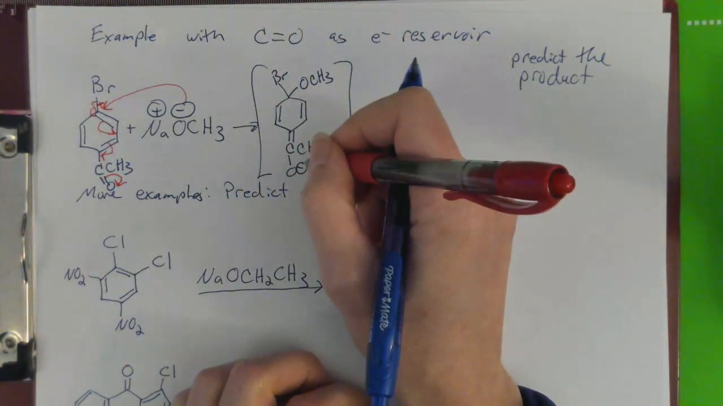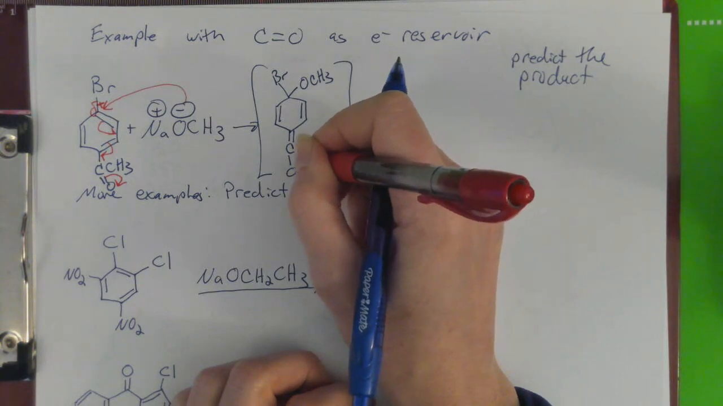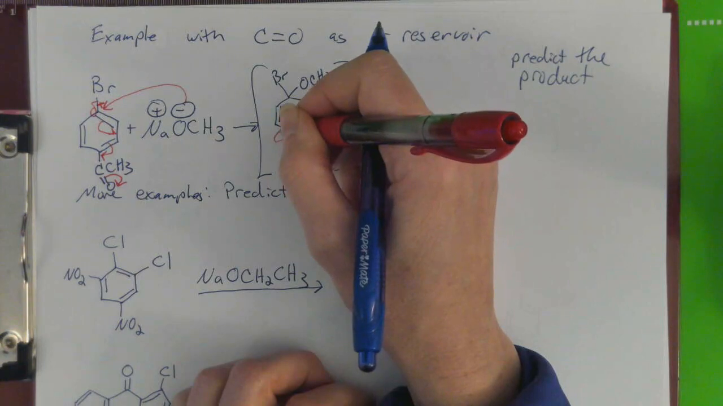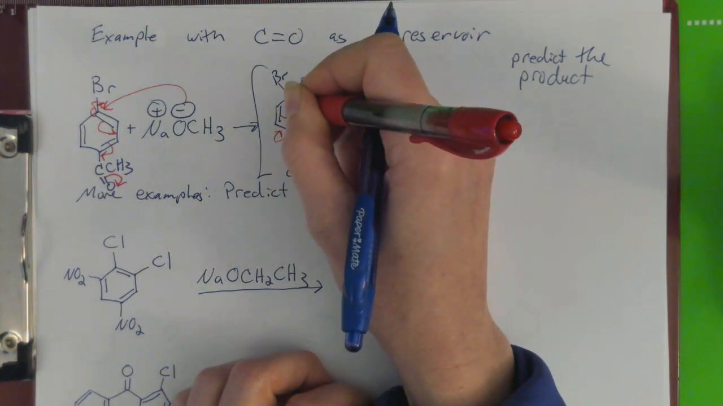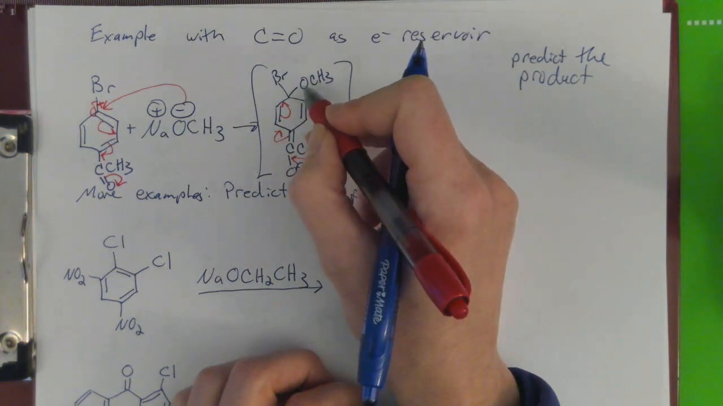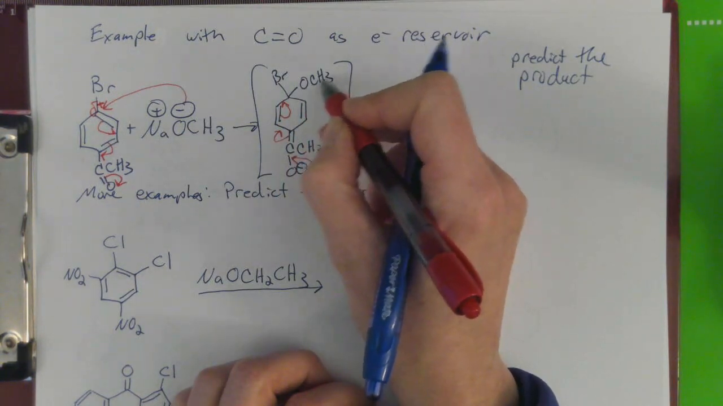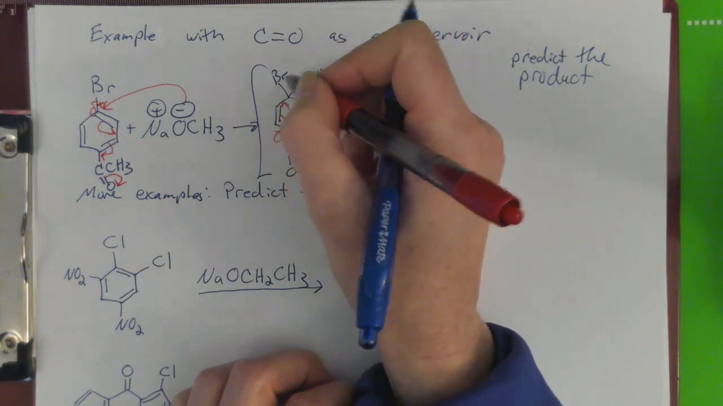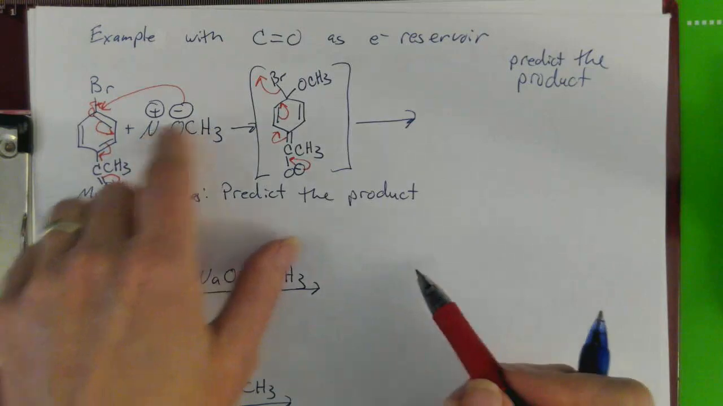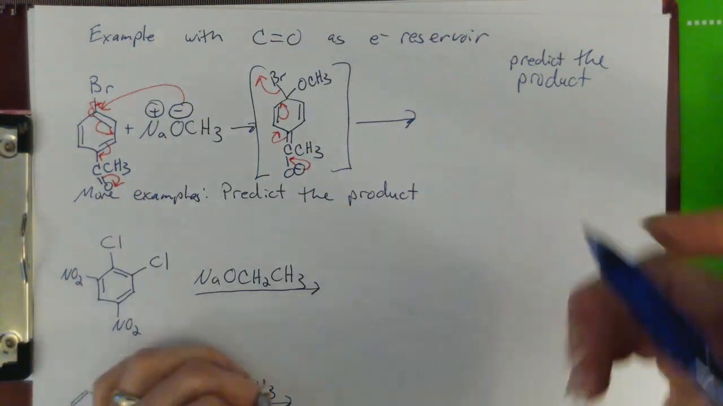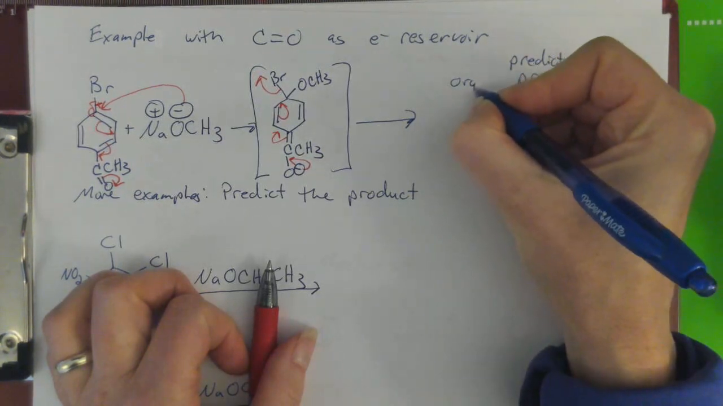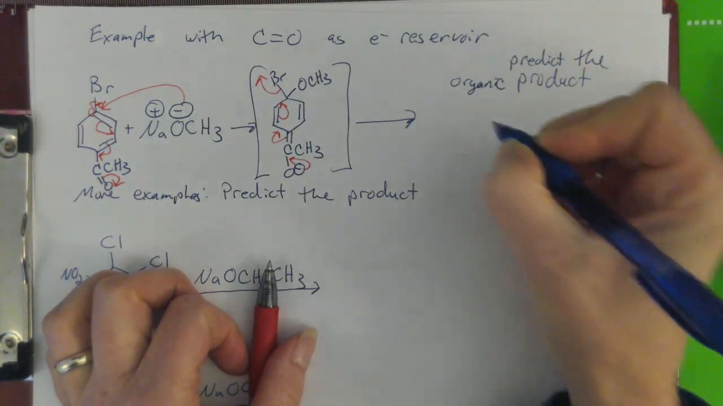To do that, I'm going to bump this pair of electrons down. Then I have to bump this down. Then I have to move this here. And then who's the better leaving group here? Well, the methoxide would be a very bad leaving group, but the halide is a good leaving group, bromide. So we'll kick that off. You get sodium bromide as your inorganic byproduct, but let's just say predict the organic, because that's what we care about.